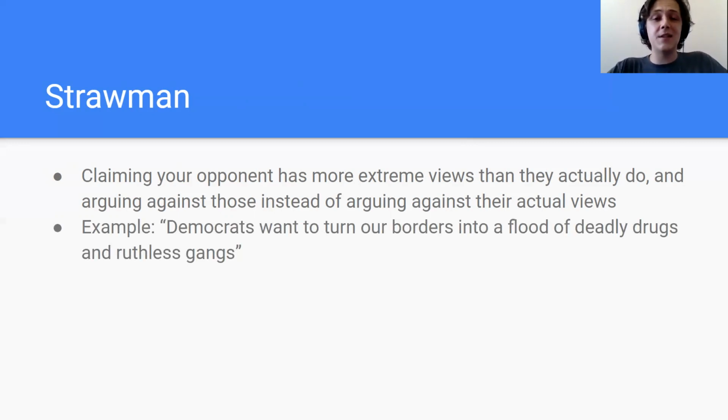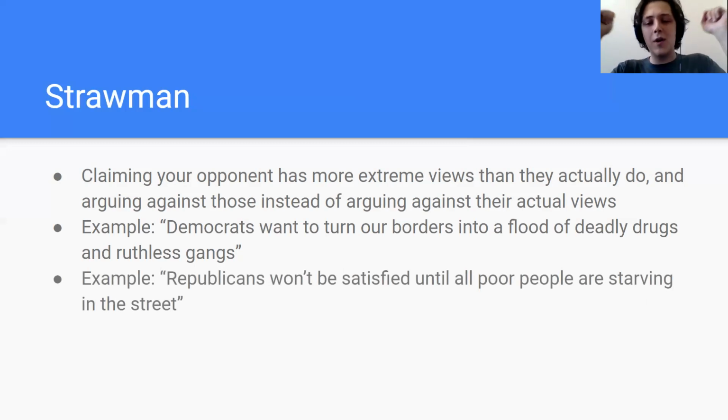If you watch political debates on TV, you will see strawman fallacies. Doesn't matter what party you're looking at, doesn't matter if it's local, state, or federal level. You will see strawman fallacies because people are on stage for a couple minutes at a time, and it's just faster and easier to reject straw men than it is to reject actual views. So here's an example. Democrats want to turn our borders into a flood of deadly drugs and ruthless gangs. Here's another example, just so we get both sides. Republicans won't be satisfied until all poor people are starving in the street. Those are based on real things I've heard actual politicians with elected offices say.